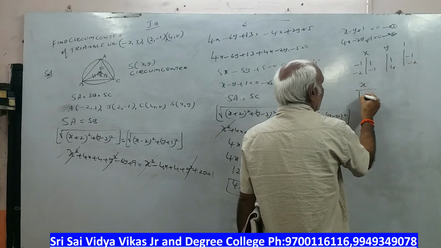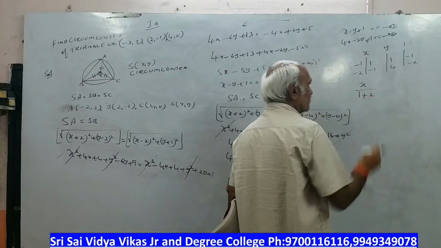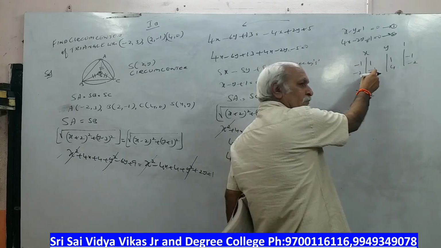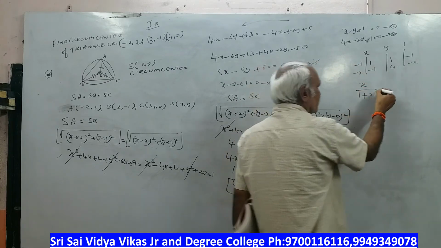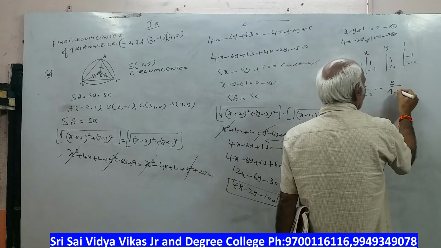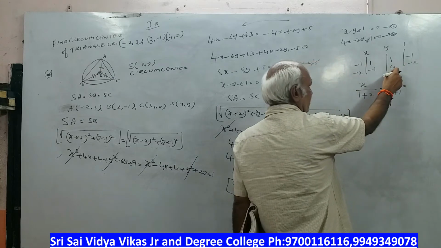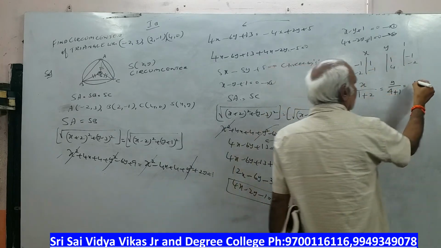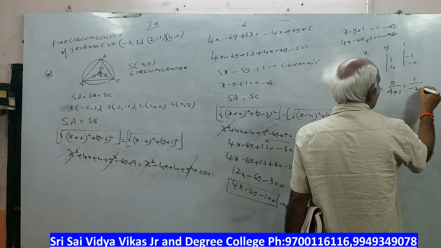x by 1, minus of minus 2, plus 2. Minus 1 into minus 1, plus 1. Minus of minus 2, plus 2. y by 1 minus 4, minus 4 plus 1. 1 into 4, 4. Minus of minus plus. Here 1 by minus 2 plus 4.